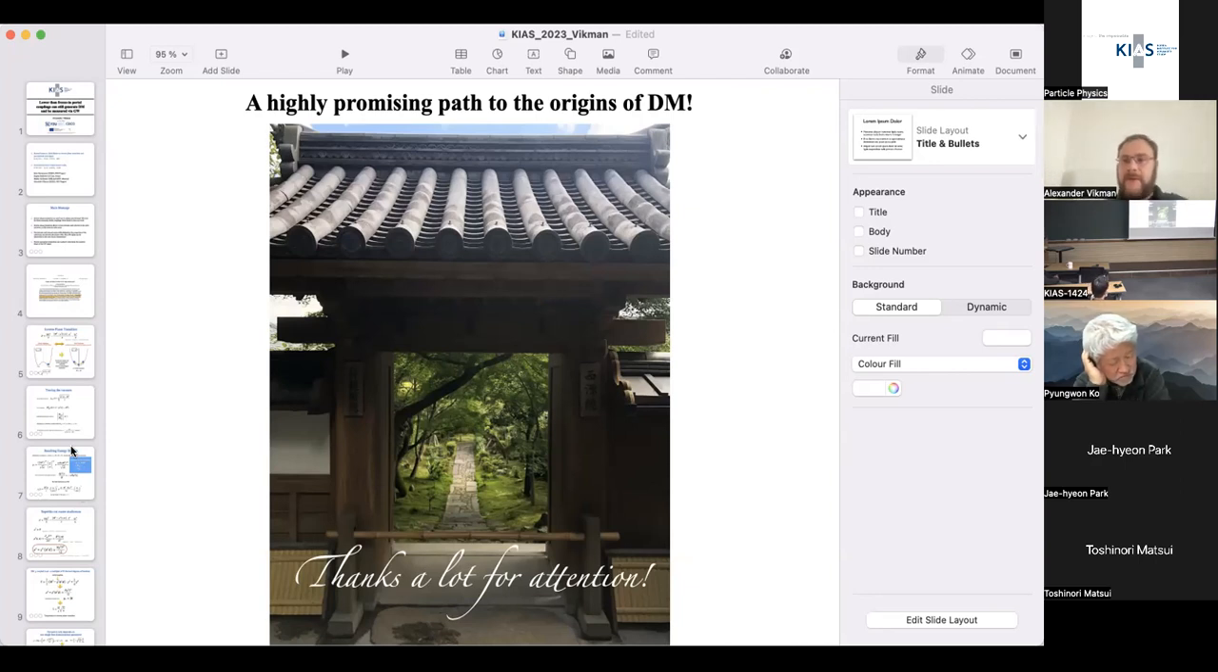Is that correct? Yes, absolutely. You're absolutely right. So therefore, we avoid the bounds on the effective number of degrees of freedom. Yes, so that's what I wanted to ask. So we have a constraint from BBN and CMB about the number of degrees of freedom.